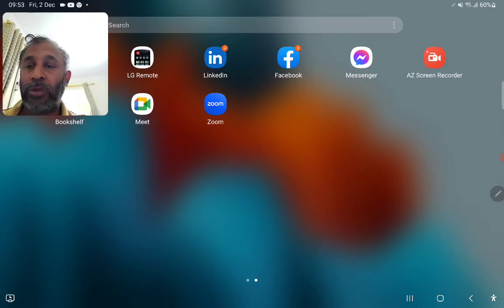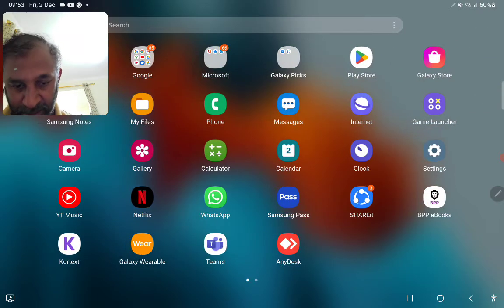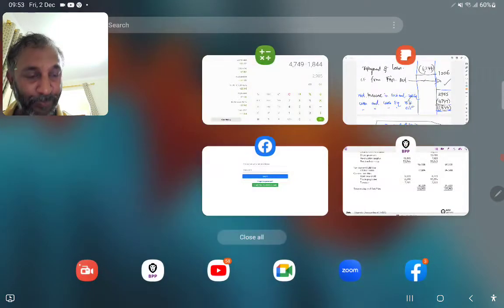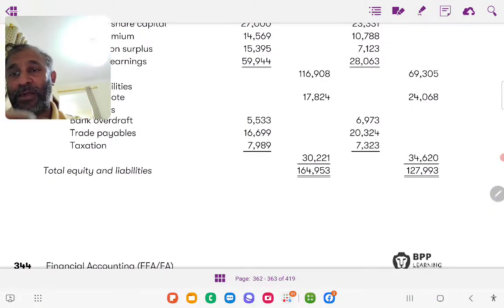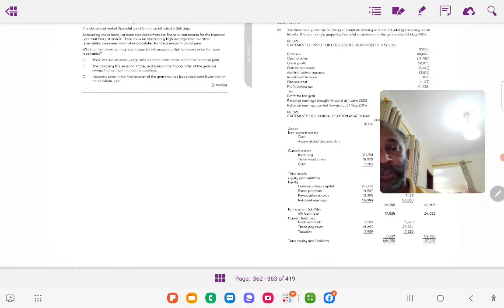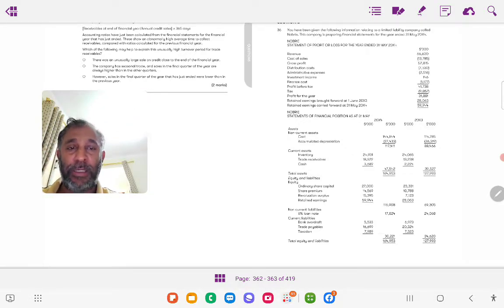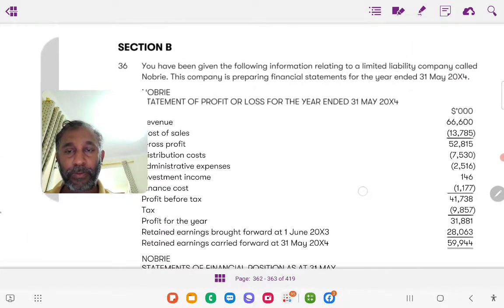Today we are going to discuss section B of the mock paper 2. The question is a very interesting one that many students find challenging, that is the cash flow statement. It is a very comprehensive, detailed question. I will discuss the complete question and then answer what is requested from the mock paper. Let's go through the question immediately.